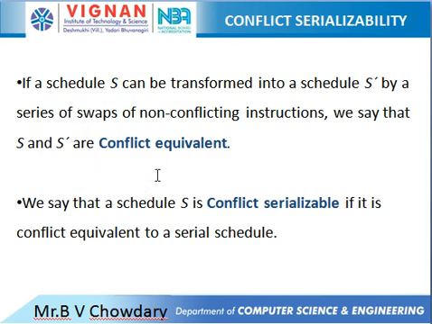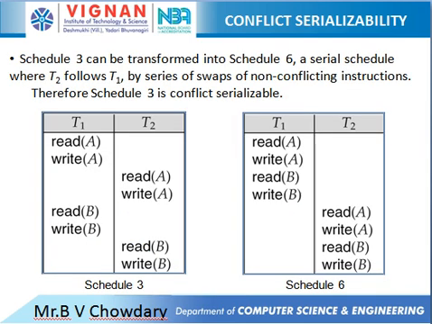So based on this definition, we can derive the conflict serializability definition. We say that a schedule S3 is conflict serializable if it is conflict equivalent to a serial schedule. Obviously, as I told you, S3 is conflict equivalent to a serial schedule. So this is about conflict serializability.